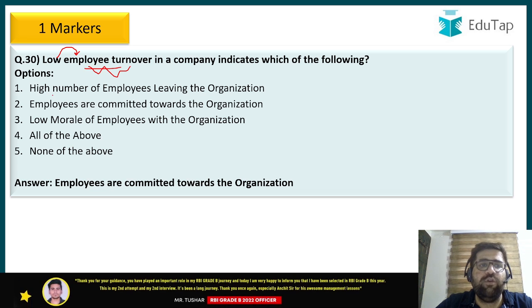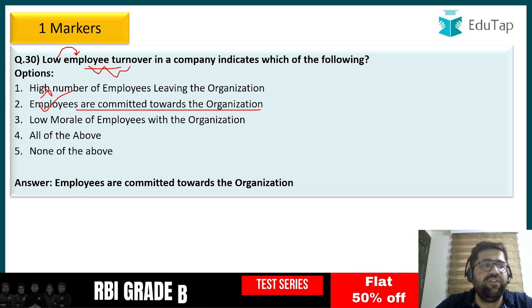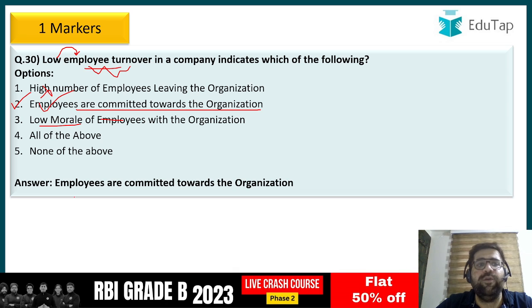Now, out of all these options, employees are highly committed towards the organization would be the right option. Why? Because option one can be directly eliminated. It actually means the opposite of the question asked. Low morale cannot be the right answer because this is a negative thing. We have to search for a positive thing. Therefore, the answer will be option two.